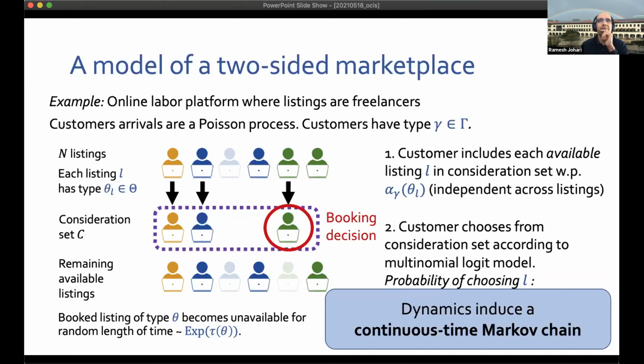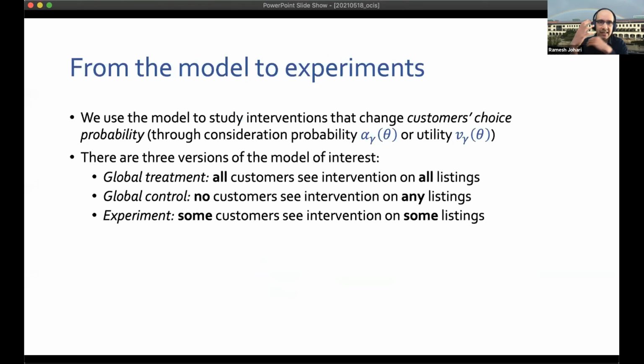And what we do then in our work at a high level is that model becomes the substrate by which we are able to study the role of interventions and design and analysis of experiments. So in particular, we consider interventions in the paper that change the customer's choice probability, either through this alpha gamma of theta, which were these consideration parameters, or V gamma of theta, which were the utilities. There are three versions you could instantiate of the model that I had on this slide. So one version is the model where you have global treatment.